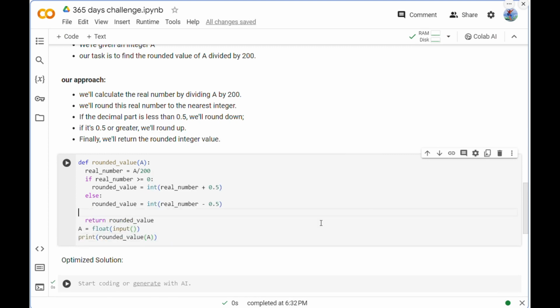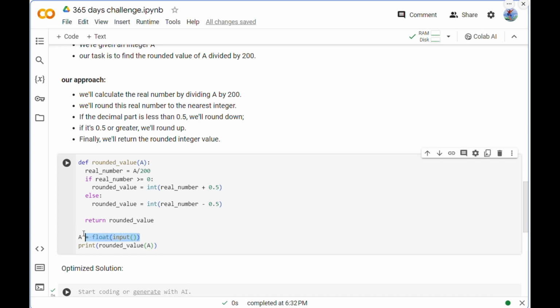Okay, we have written our code, and let's quickly see what we are doing here. We have taken this value a from the user in the form of a float, because this a could be a decimal value, right? Then we are passing it to the rounded value function. So here is our function, and first we have created this variable real number. We are dividing a by 200, so we get the real number, meaning the decimal value.